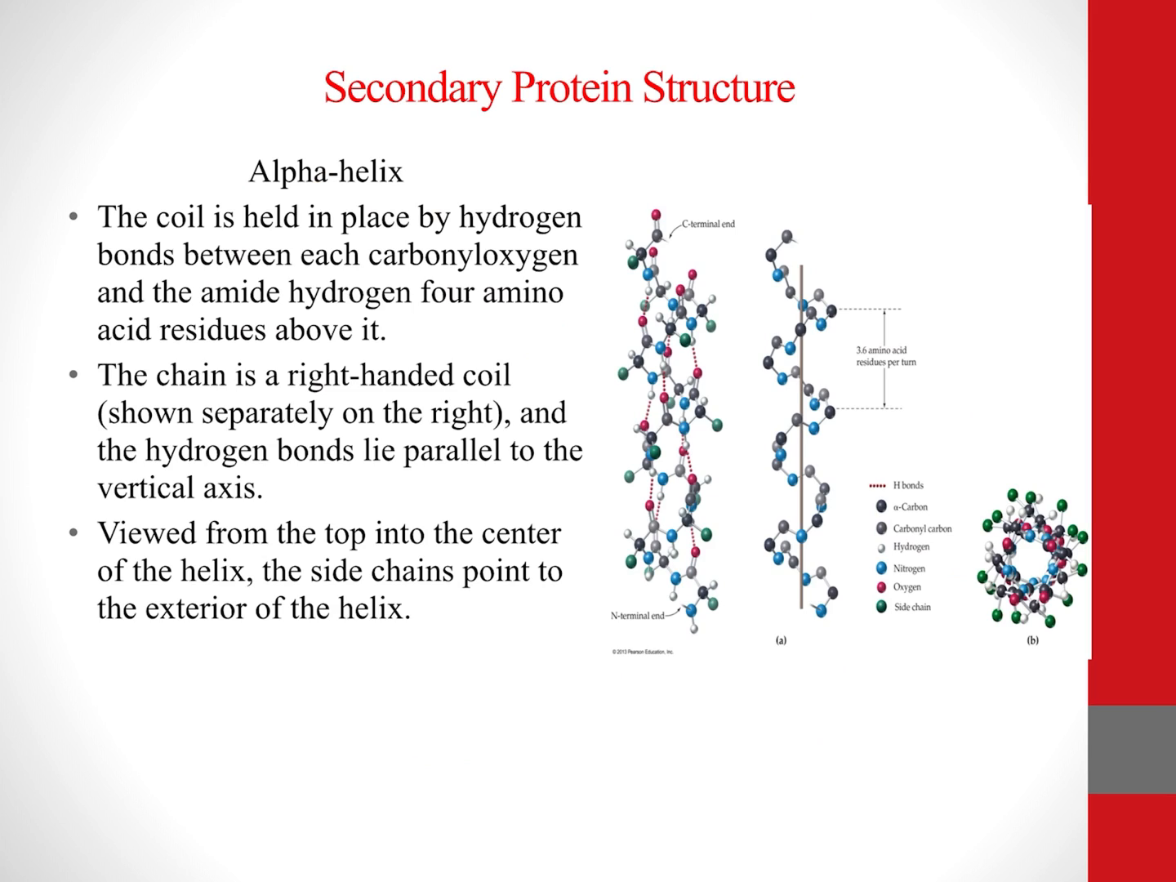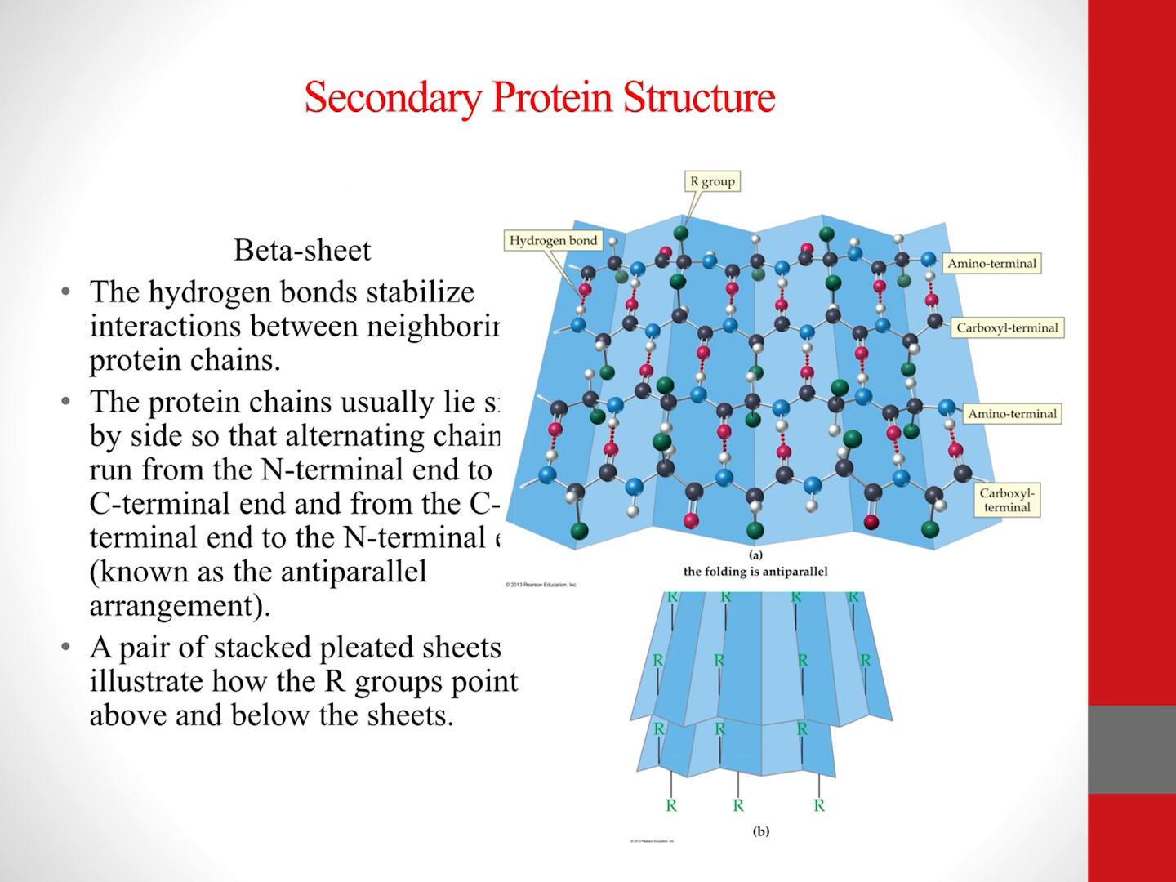Okay, the secondary protein structure has two different structures. We have the alpha helix. The alpha helix is formed by hydrogen bonds forming along the peptide backbone. So we have the hydrogen on the nitrogen forming a hydrogen bond with the oxygen in the carbonyl group. It just forms this coil, and there are about 3.6 amino acids per turn in the coil. You can see on the B picture on the very right, it's looking down on top of the coil, and you can see all those R groups sticking out from the peptide backbone.